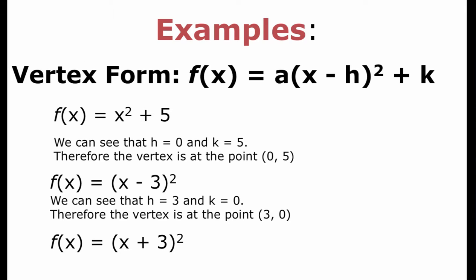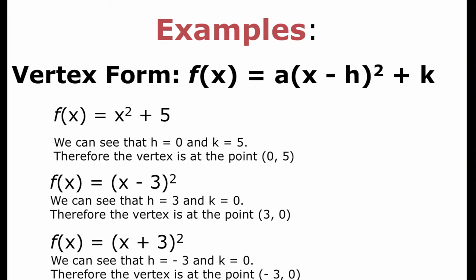Very similarly, (x + 3)², we have a 3 on the inside, so that is your h value, but we have the opposite sign for the vertex, so that would be a negative 3. There's no value after squaring on the outside, so that value would be 0. So your vertex is (-3, 0).